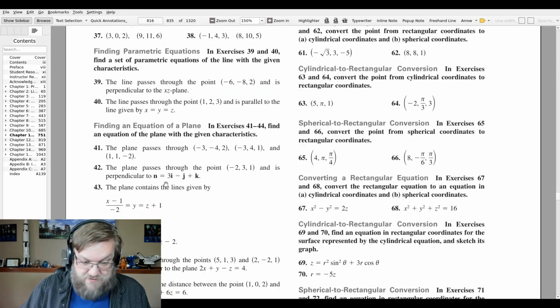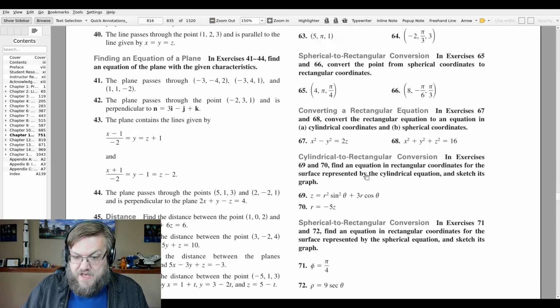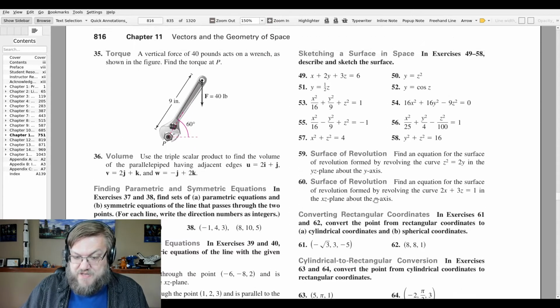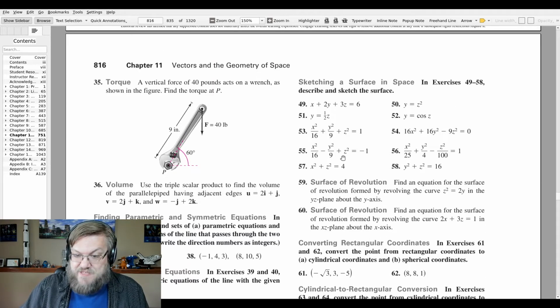Finding an equation of a plane, we totally did that. Finding the distance between a point and a plane. So there's more than one of those types, right? So maybe do both if you're uncomfortable. But if you're comfortable, maybe do just one. And then there's some other smaller problems, like surfaces of revolution we did not do. So you could skip those. So that's what I suggest.